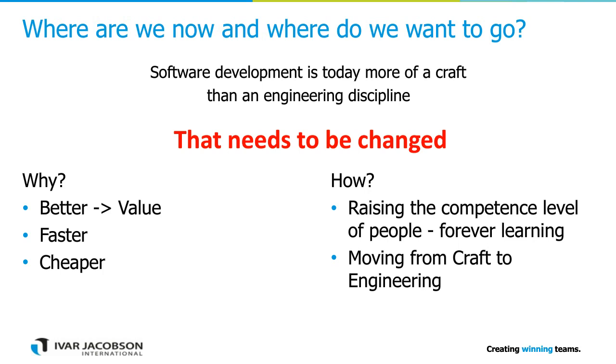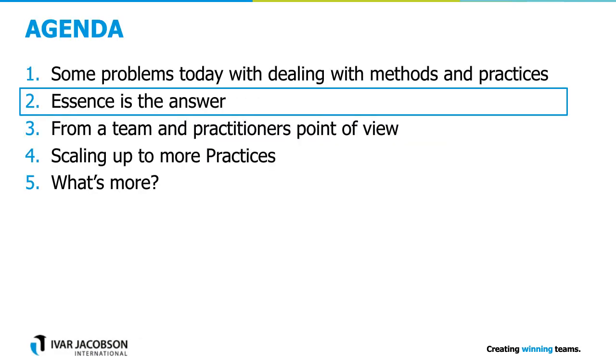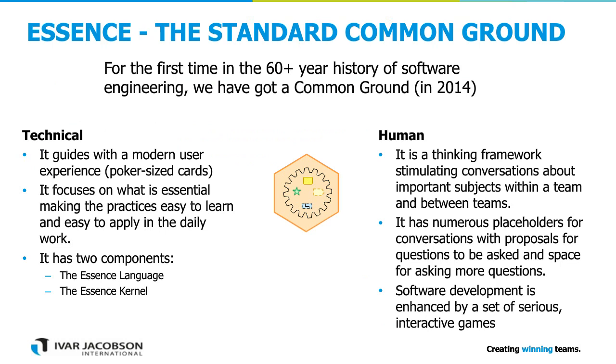We think the answer, an answer at least, is Essence. And that is what we have been working on for all these years. So what is Essence? Well, it actually has become a standard, a common ground. It's adopted by Object Management Group as a standard. It was done in 2014. It took us many years to get to a place where we had something that could be described as common ground for all these methods. Thousands of methods have been published out there.